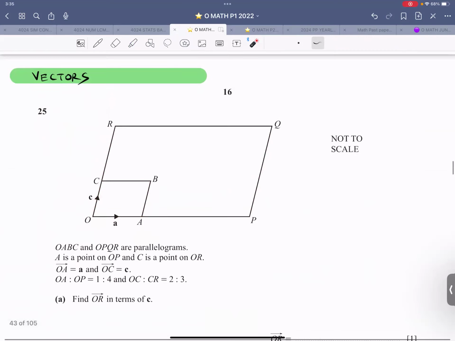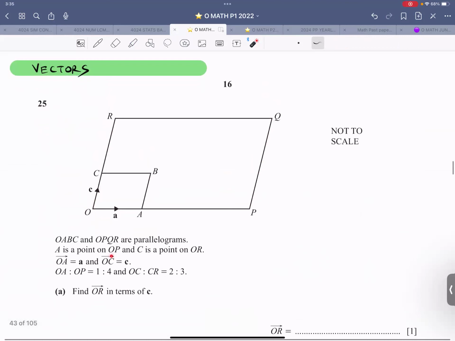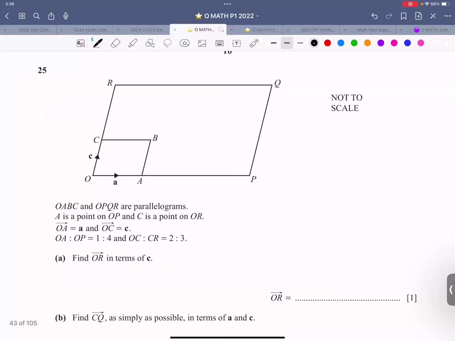Vectors tell you direction. That's the basic thing. A is a point on OP and C is a point on OR. OA is A. This much is A. OC is C. This much is C. OA is to OP is 1:4. So let me write this thing. This feels important. OA is to OP is 1:4. In other words, 4OA is equals to OP. In other words, OP is 4A.